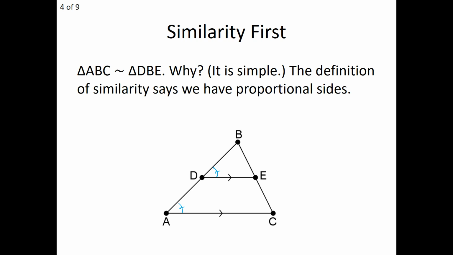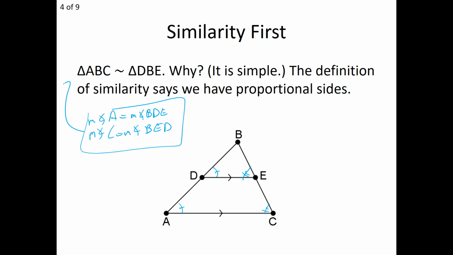So notice right off the bat that angle A is equal to the measure of angle BDE. And at the same time, we can find that angle C is equal to the measure of angle BED, and that gives us two angles of one triangle equal to two angles of another. So we can call the two triangles similar, right? We have these two angles, we can call these similar. Why? Because of angle-angle similarity. So immediately we've got similarity between the two triangles.